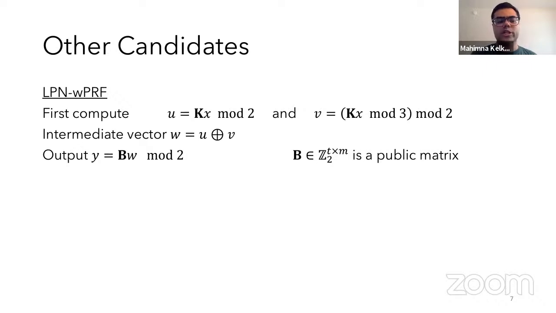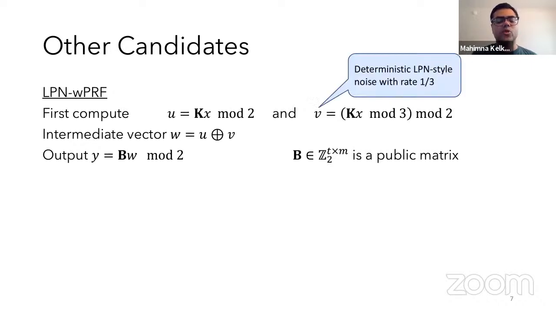And for this construction, to get the intermediate vector, we add kx mod 3 mod 2 to kx mod 2. And this can be thought of as a deterministic LPN instance with noise rate 1/3, which is given by this vector V. And now, as before, you use this public mod 2 map to get the output.